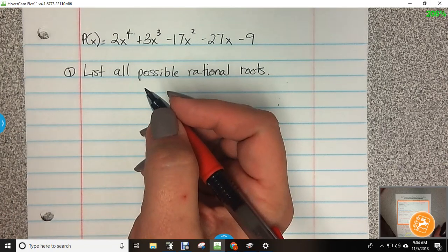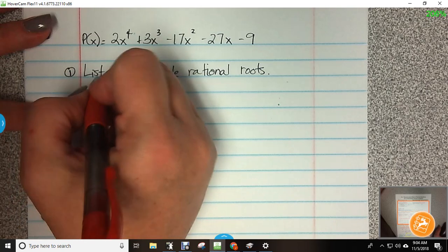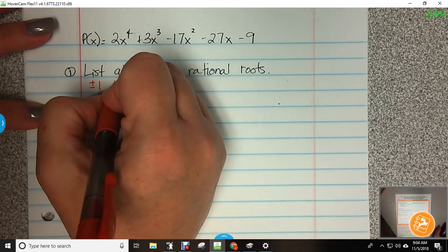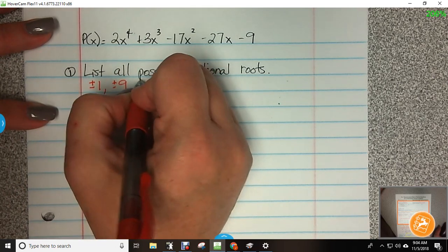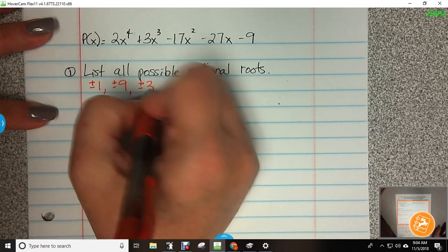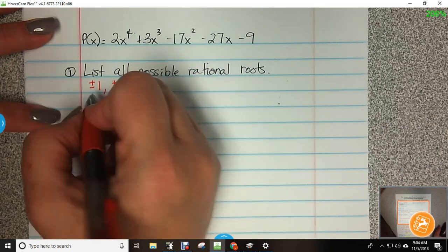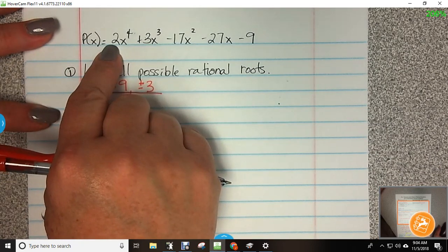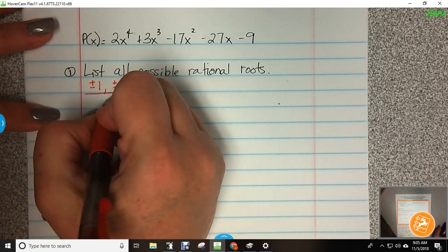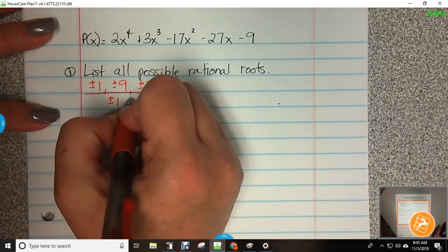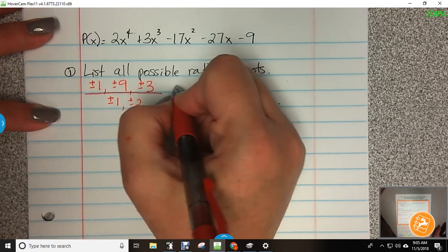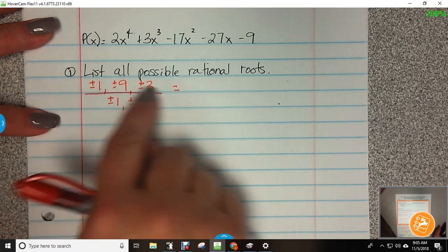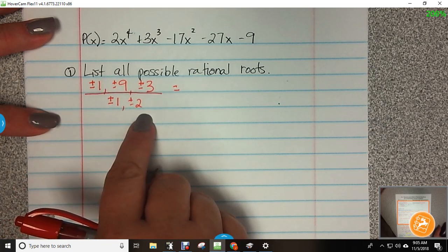So I'm going to start out with the factors of 9 on the top, which are plus or minus 1 times plus or minus 9, or I can do plus or minus 3 times itself. Then on the bottom, I have to put the factors of my leading coefficient. So the factors of 2 are plus or minus 1 and plus or minus 2. And now, each of the numbers on the top has to go over each of the numbers on the bottom.